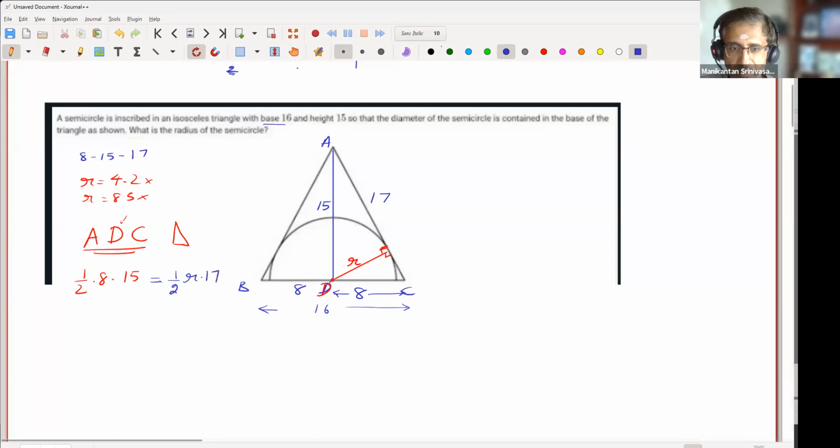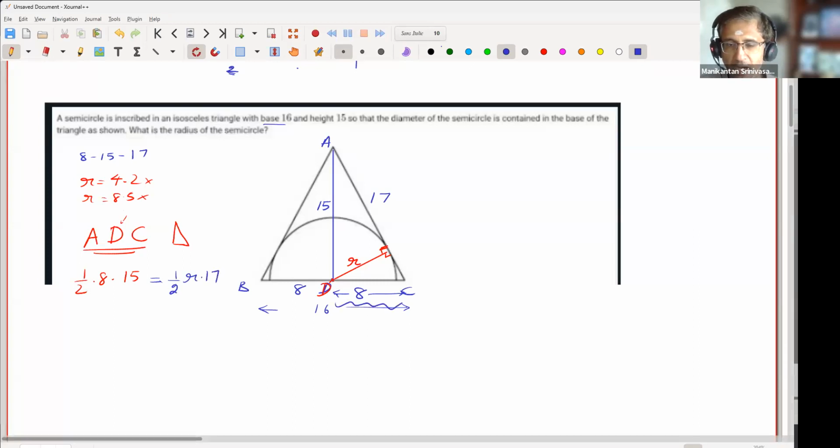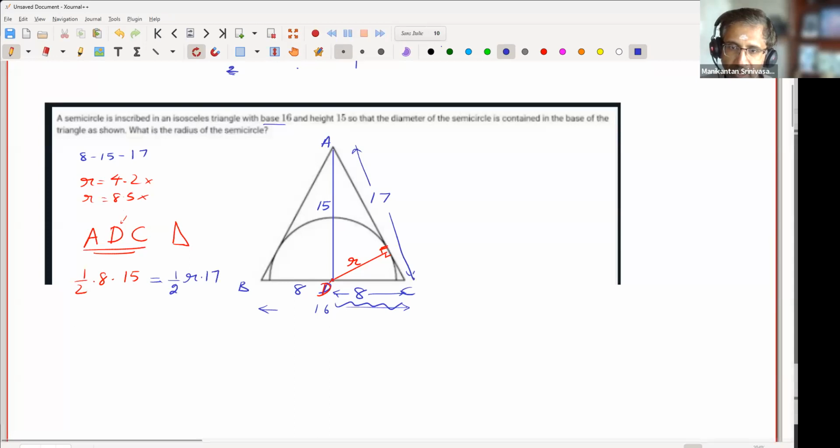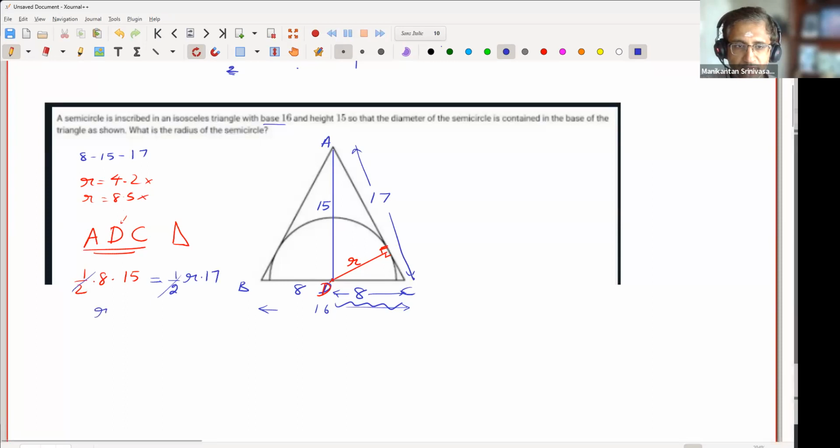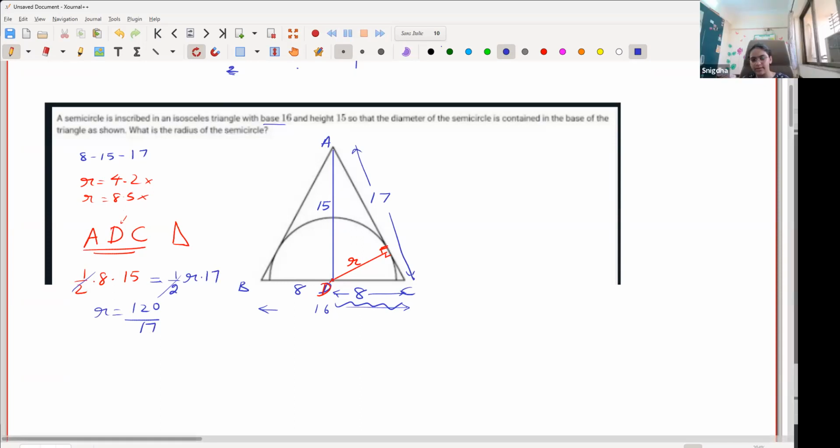So this area is also half into r into 17. If you look at it from the top with this as the base, then it's half into 8 into 15. But if you look at it with AC as the base, this becomes the base, then half into the height, which is r into 17. And that's it. From here, I can cancel off the half. 120 by 17, matter khatam. Which is exactly what you said.